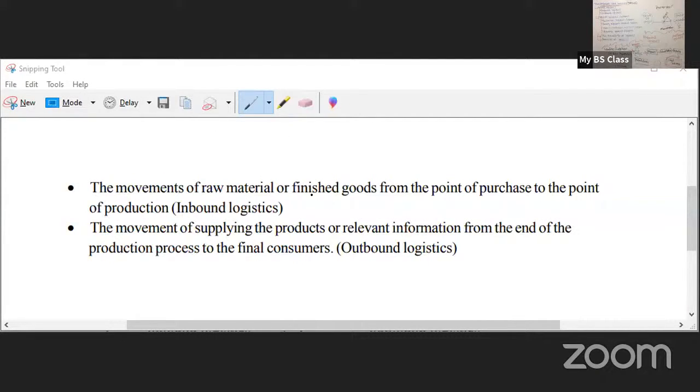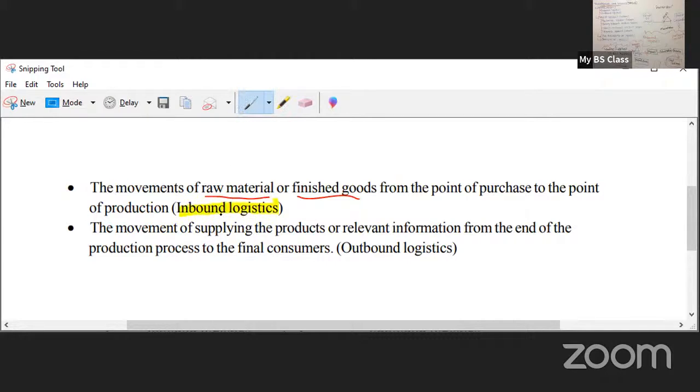The movement of raw material or finished goods, it could sometimes be raw material, like the example that I just took, or a finished good sometimes, from the point of purchase to the point of production. Point of origin to point of production. So that is all about the inbound logistics. So we have the inbound logistics.